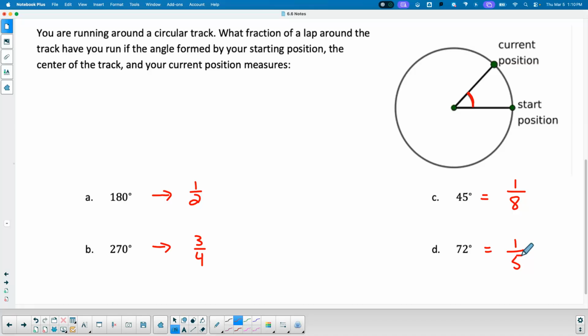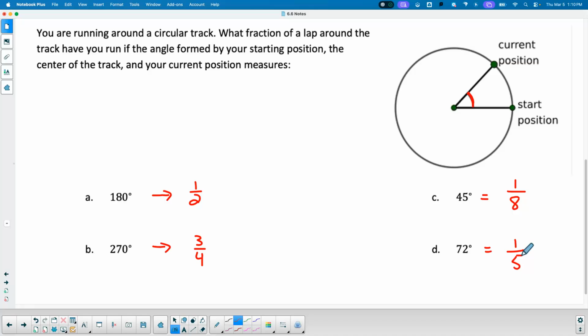360 divided by 270 isn't that easy. But we could write it as 270 divided by 360, right? And then we reduce that fraction, and it reduces down to 3/4. Okay? All right, love it.